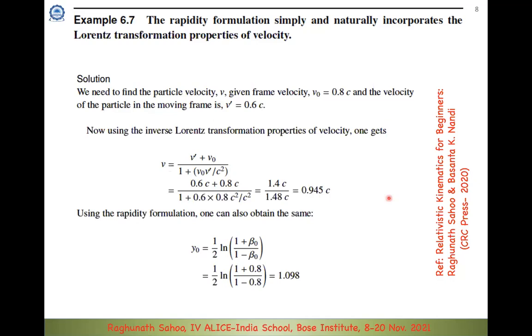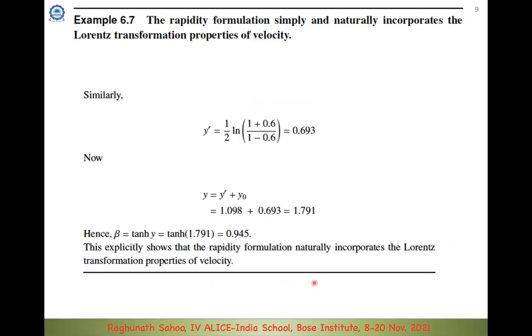So using the rapidity formulation, if I go from velocity to rapidity, you will find my y0, the frame velocity. If I plug in, this is actually the rapidity of the frame. And you can see, it is compared with the velocity of light, so high, and rapidity, because of logarithmic dependence, is now very less. So that gives a different freedom to us. So y0 is the rapidity of the frame, which is 1.098, and similarly y prime rapidity can be calculated.